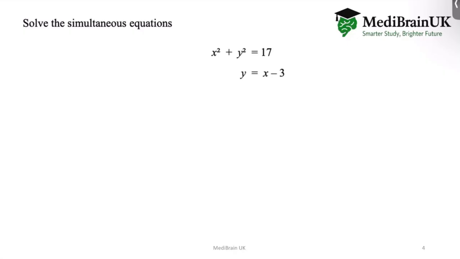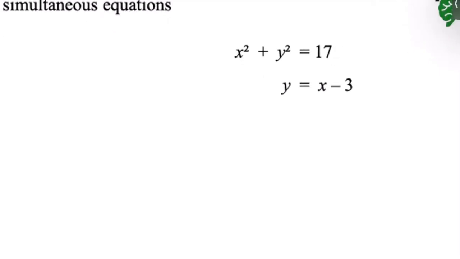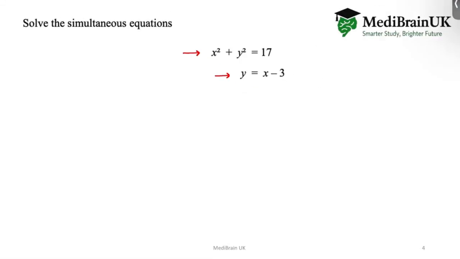So it says solve the simultaneous equations. Now, when we're solving these simultaneous equations, again, as you can see at the top, we have a quadratic example, and then at the bottom, we have a normal, simpler example. Step one was to make one of the letters the subject of the formula.